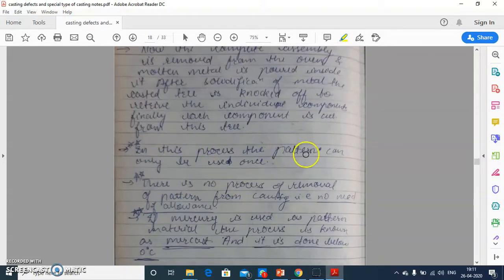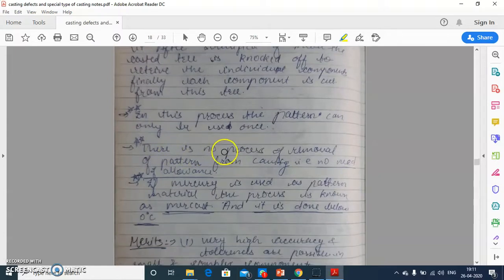In this process, the pattern can be used once. Here in this process, the pattern which we make, a radial tree we make with the help of wax, that pattern is melted. Therefore, we can use the pattern at once. There is no process of removal of the pattern from the cavity. That is no need of allowance.